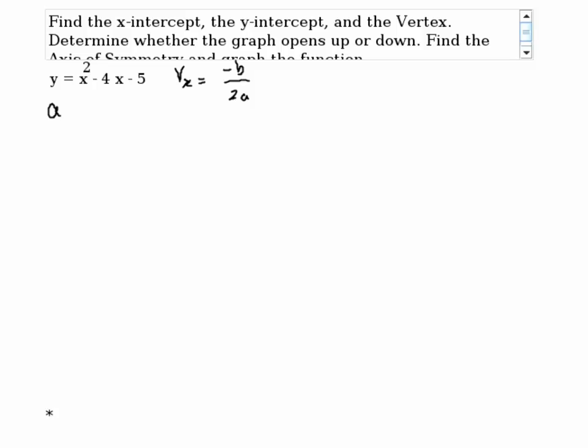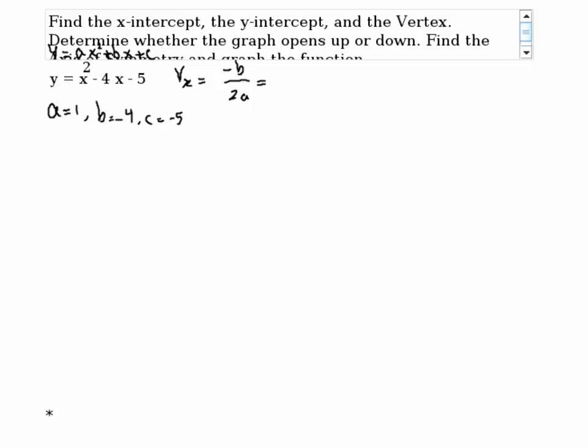What is a in this case? 1. Yes. A is the coefficient of x squared. What is b? Somebody type -4. That's correct. What is c? -4? How about -5? Remember, y is equal to ax squared plus bx plus c. That's how you find a, b, and c.